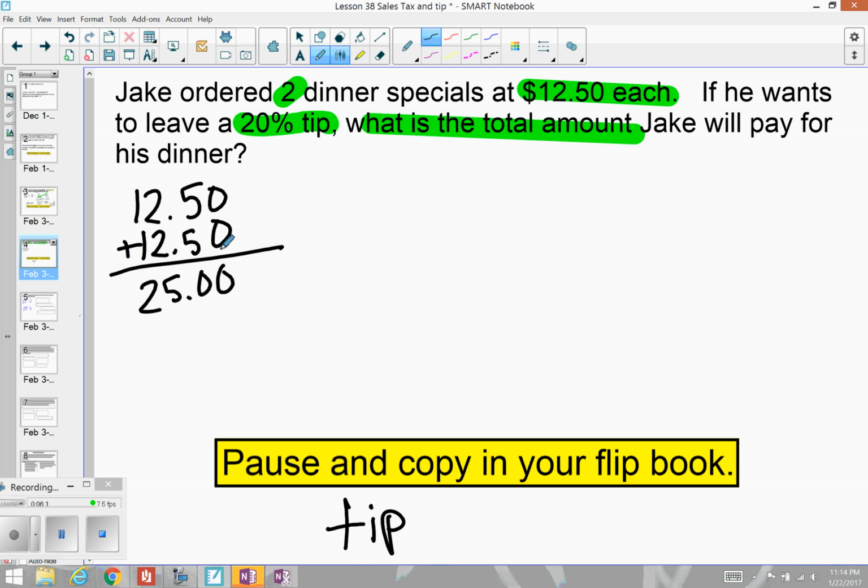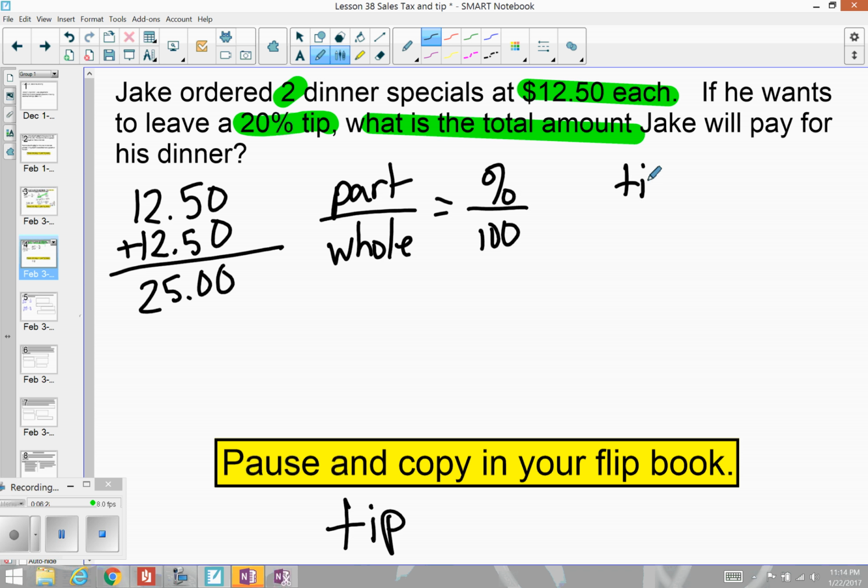All right. So as we're doing proportions, we're going to do part to whole, and it's equal to percent out of 100. And in this case, since we're looking for a tip, the tip goes on top because that's part of the value that we're looking for, the tip in money to our total price, to our price. And it's equal to percent out of 100.